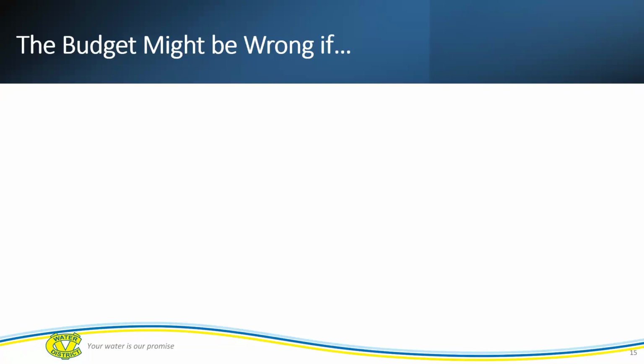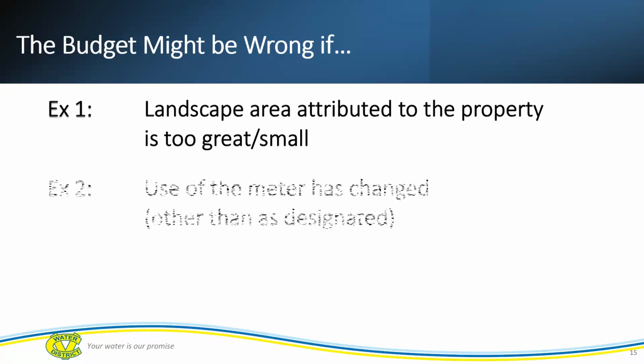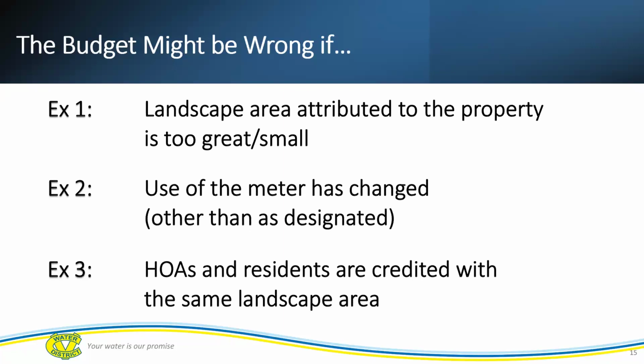If you want to click through this, Kim, we can see what kind of reasons we might have for an inaccuracy. One example is that the landscape area attributed to the meter is too big or too small. The customer might be using the meter for something other than what it was designated for. And because we do have sewer as part of our service, if a dedicated irrigation meter is used to service a restroom at a community pool, that will impact the customer's budget. And with HOAs, because we have so many in our service area and residents living within them, sometimes there's some overlap between landscape area credited to the HOA and landscape area credited to the residents.